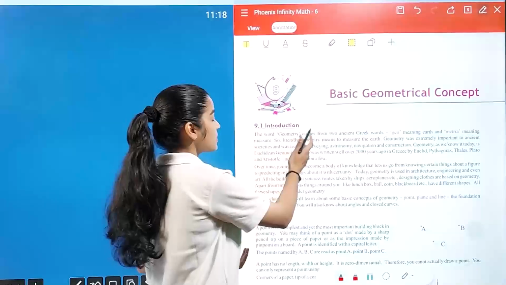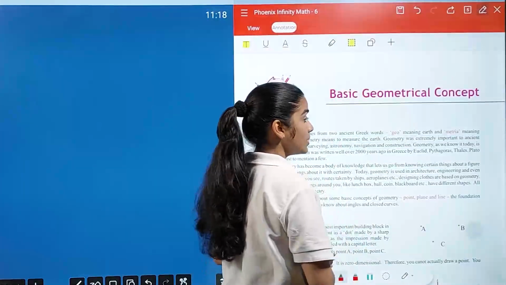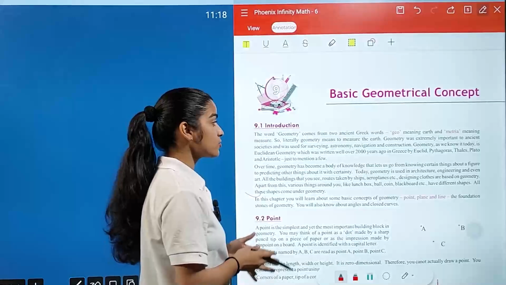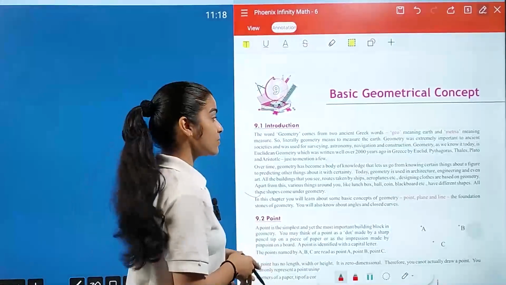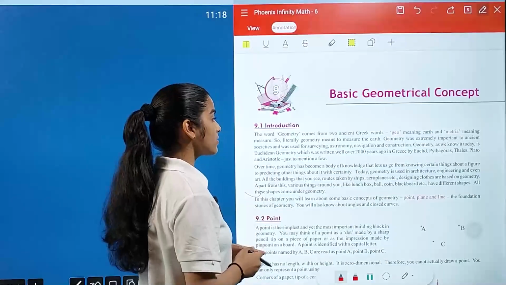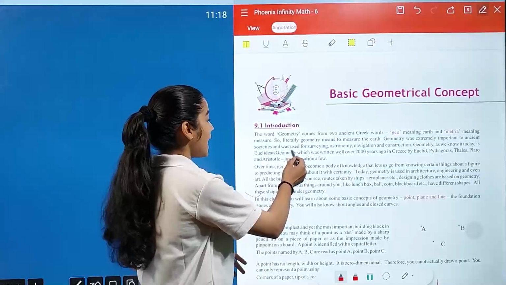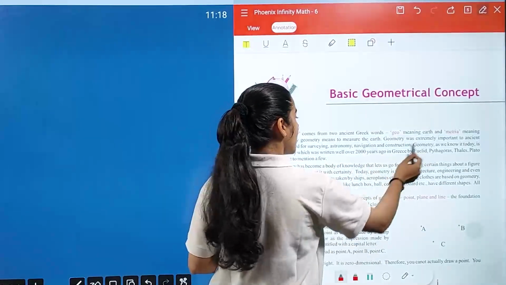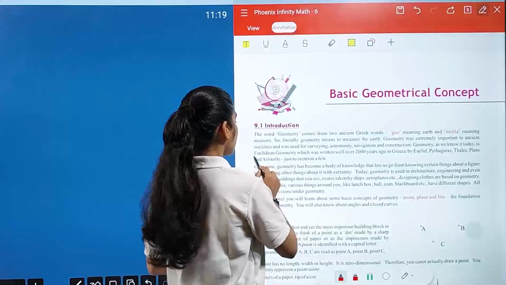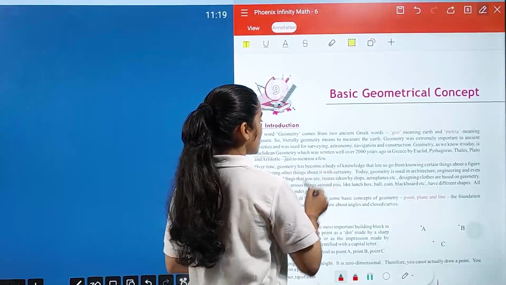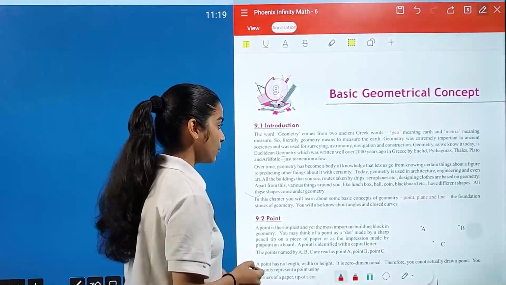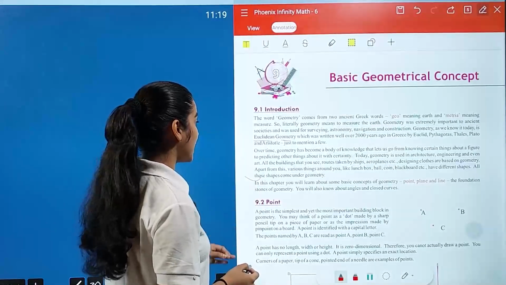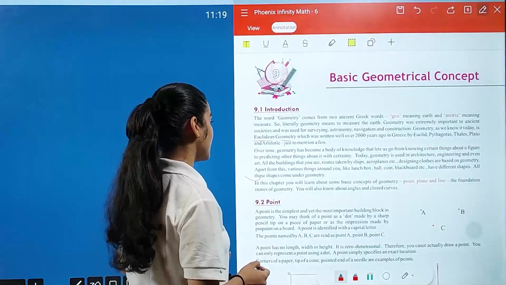The word geometry comes from two ancient Greek words, geo meaning the earth and metra meaning the measure. So literally, geometry means to measure the earth. Geometry was extremely important to ancient societies and was used for surveying, astronomy, navigation and construction. Geometry as we know it today is Euclidean geometry, which was written well over 2000 years ago in Greece by Euclid, Pythagoras, Thales, Plato and Aristotle, just to mention a few.